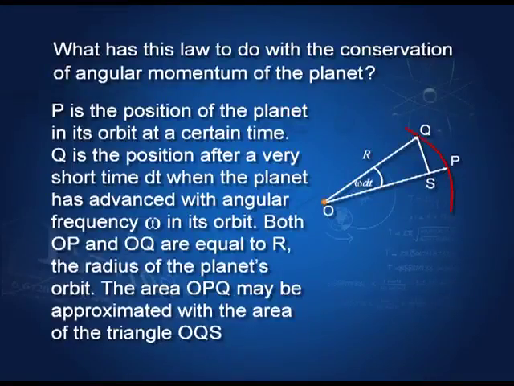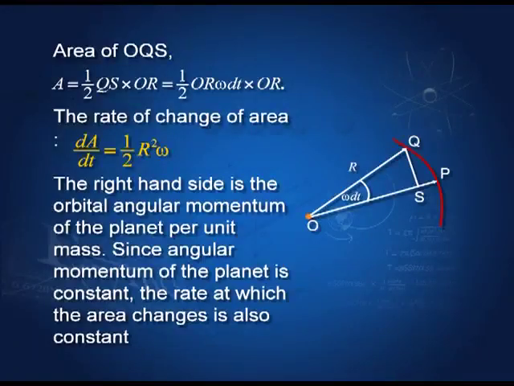And now, what is the area of this triangle? The area of this triangle, which is also area of OPQ, approximated by OSQ. The area of this triangle is what? Its base times the perpendicular into half. And if you find the area, you find area is half QS into OR. QS itself is omega dt into OR. So, it becomes half R squared omega dt. And what is R squared omega? If you remember, m R squared omega is the angular momentum.